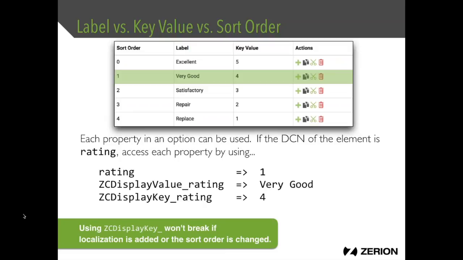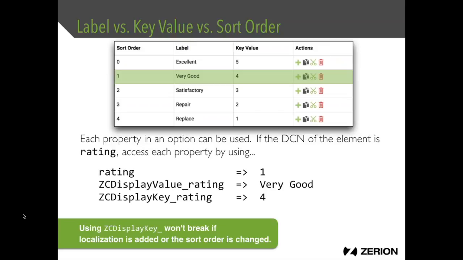So I do want to make note of that below here, that if I had this option list and I had attached it to an element called rating, if I had selected this second option, which is very good, if I wanted to access the value 1, which is the sort order, I would just use the data column name of that element. Now, for the label and the key value, I would use the command zcDisplayValue or zcDisplayKey respectively.